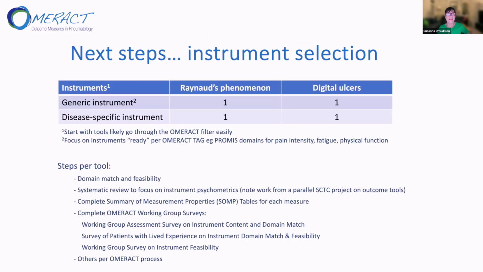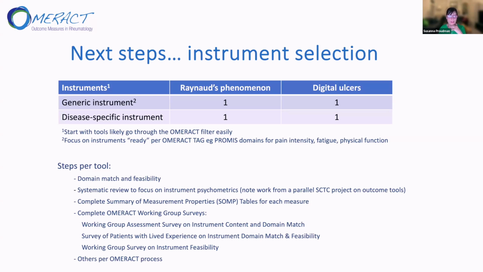So what are we doing next? We're embarking on instrument selection. And we have taken the somewhat pragmatic approach of looking at what's available rather than going in great depth with further scoping reviews. There's actually been some parallel work with the Scleroderma Clinical Trials Consortium, and there's an overlap in membership of these groups. I'm not actually on that, but many of the members are.